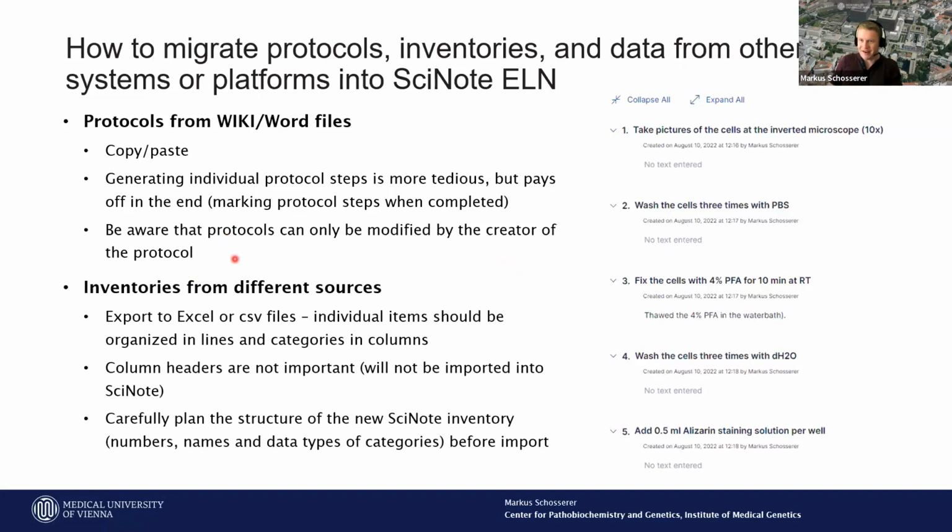And then for migrating the inventories from different sources, this was much easier. We already had some inventories in Excel files or CSV files. And for instance, from Quatsy, you can also very easily export all your Quatsy data into a CSV file. The only restriction is the individual items should be organized in lines, and the categories for your inventory should be organized in columns. How you call the columns in the Excel sheet doesn't really matter, because you can specify this in SciNote.